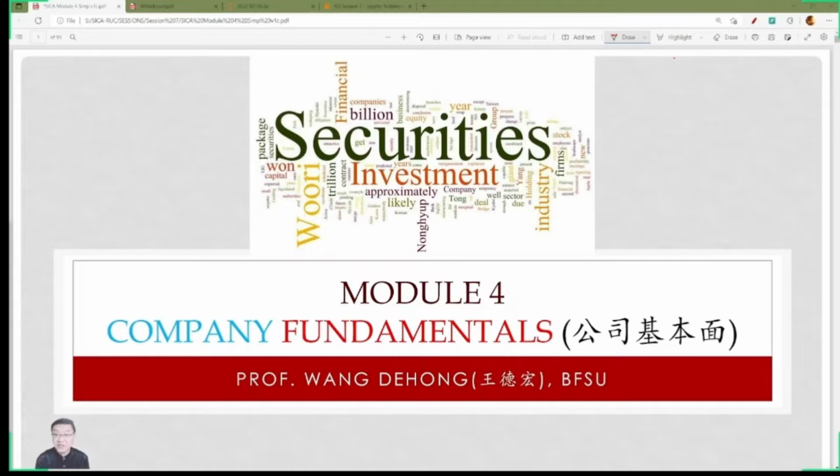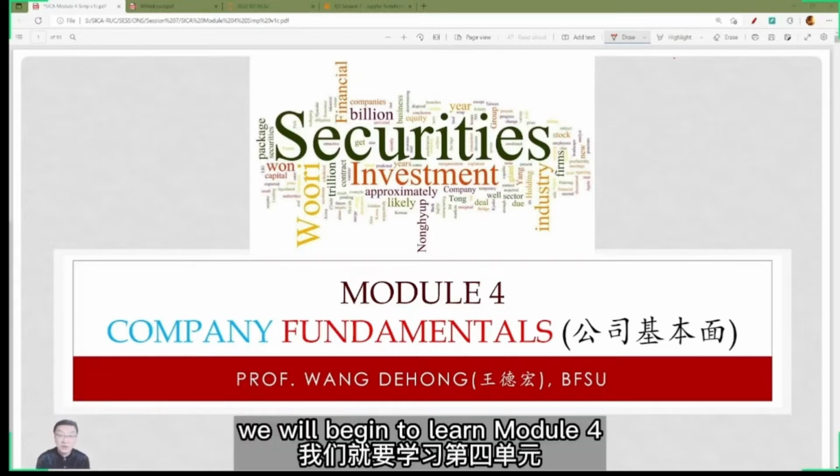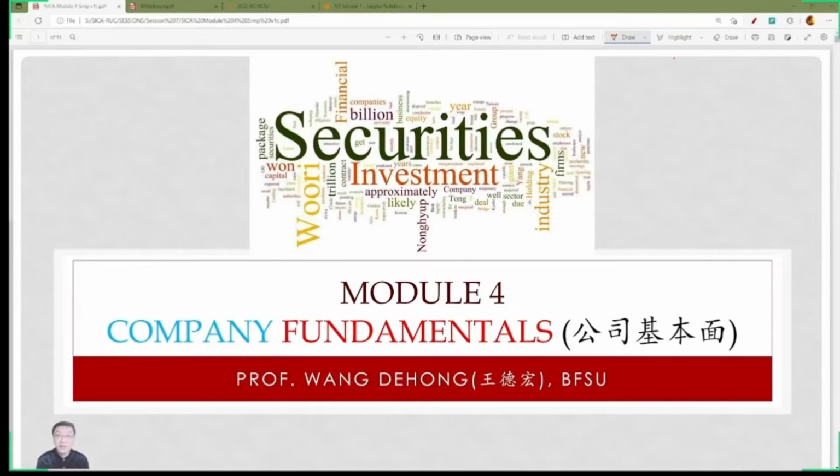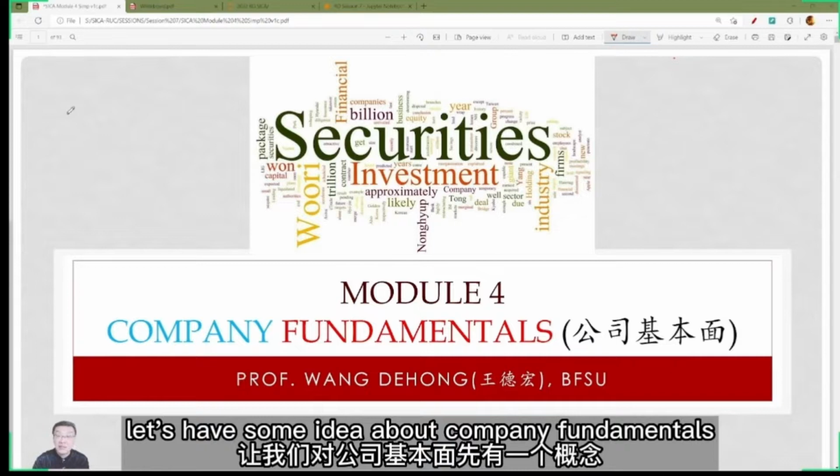Starting from this session, we will begin to learn Module 4. In Module 4, we will talk about company fundamentals. First, let's have some idea about company fundamentals.